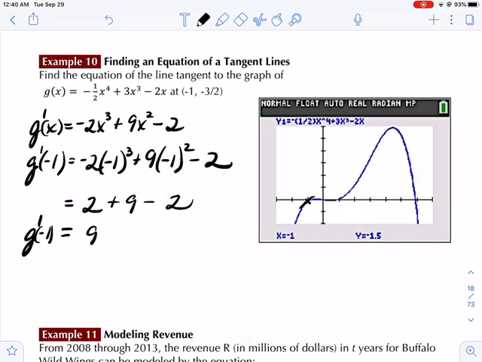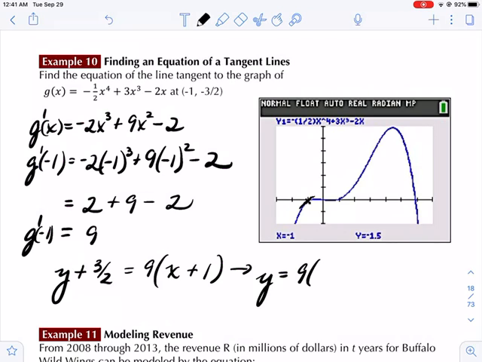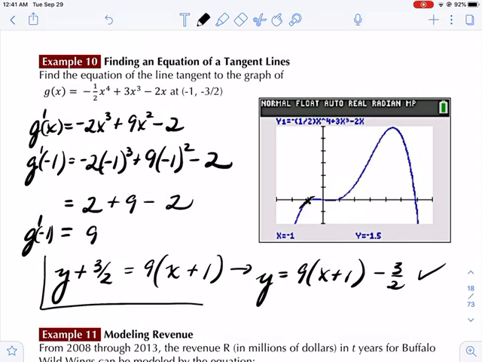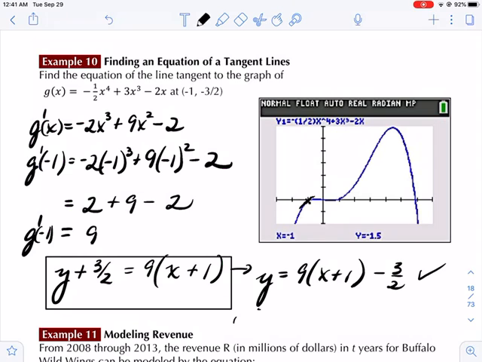Now, what do we want to do? Find the equation of the tangent line. So we have the point, so we're just going to say y minus, here's the point, so y plus 3 halves is equal to 9 times the quantity x plus 1. And then we could say that this is y is equal to 9 times the quantity x plus 1, and then minus 3 halves if you wanted to. Okay, so you have both your choices there. I thought I was going to do a rectangle there, but this is your solution here. The other is just an alternative version.